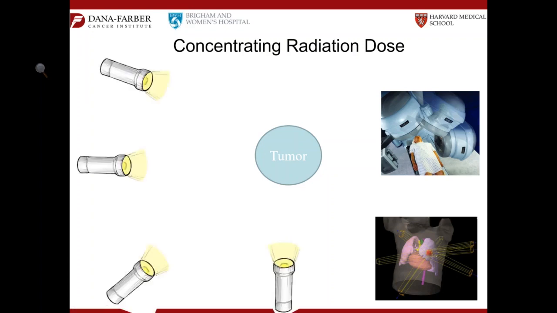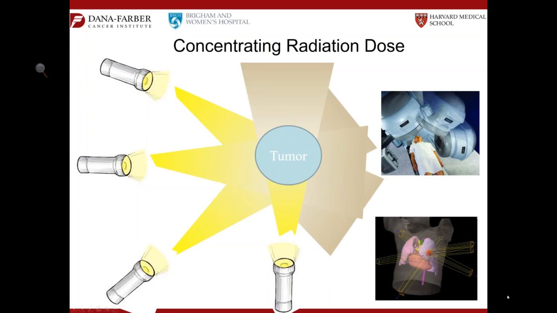If you bring radiation sources, beams of radiation from multiple different angles, aimed and concentrated on the tumor, each beam hits the tumor, but on its way through to the tumor, it still passes through normal organs and exits out the other side. But because all the beams crisscross and intersect on the tumor itself, we're able to concentrate the radiation dose around the tumor to deliver doses that can hopefully eradicate the cancer cells there while minimizing the radiation to the surrounding organs.